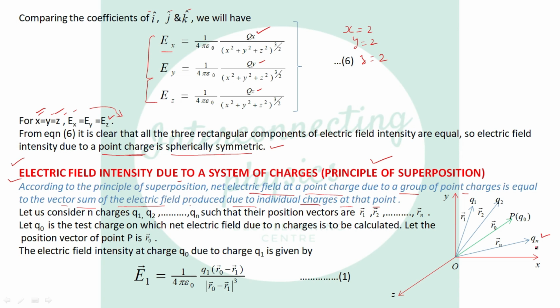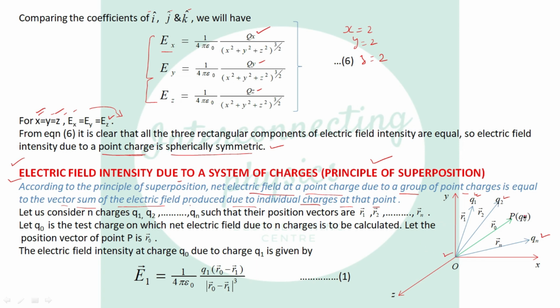You know, n can be 100, n can be 1000. But for our convenience, we take only 3 charges, that is Q1, Q2 and Qn, because it's very difficult to show all of the charges in this single page. Let R1 vector be the position vector of Q1, R2 vector the position vector of Q2 and Rn the position vector of Qn from the origin O.